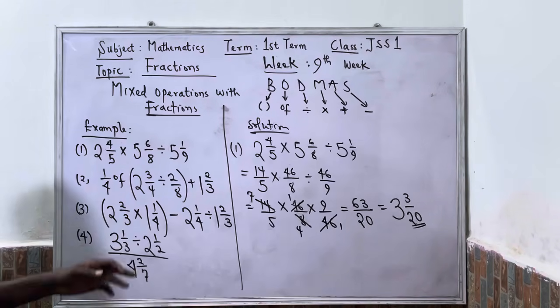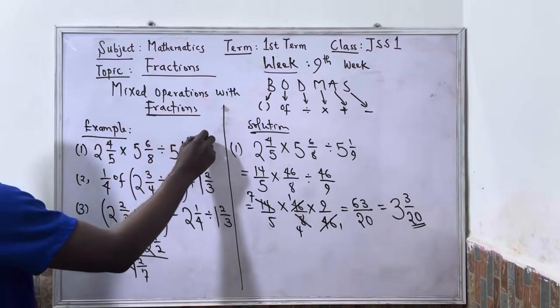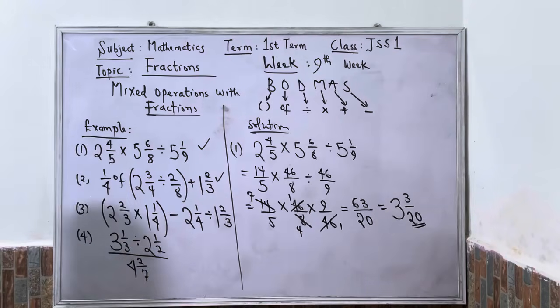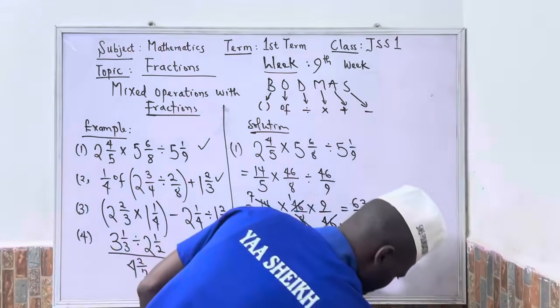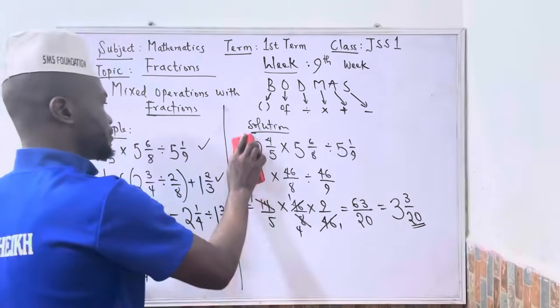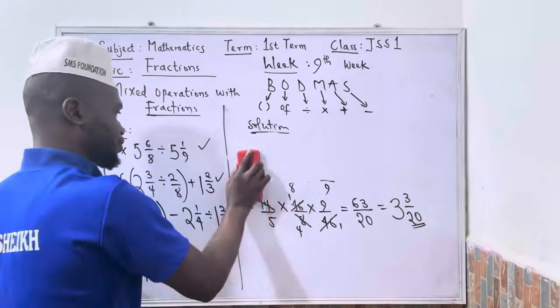Alright, I'm going to do number 2 also. I've done this. I'll do number 2, but probably I will leave number 3 for you. But I will do number 4. I will leave number 3 for you to do. Let's go. So let me clear this away. Go to number 2.